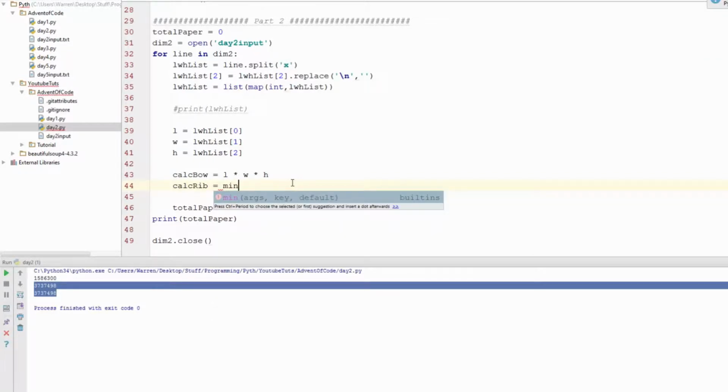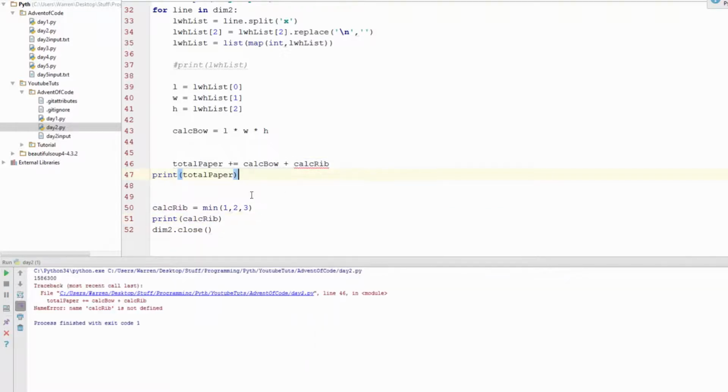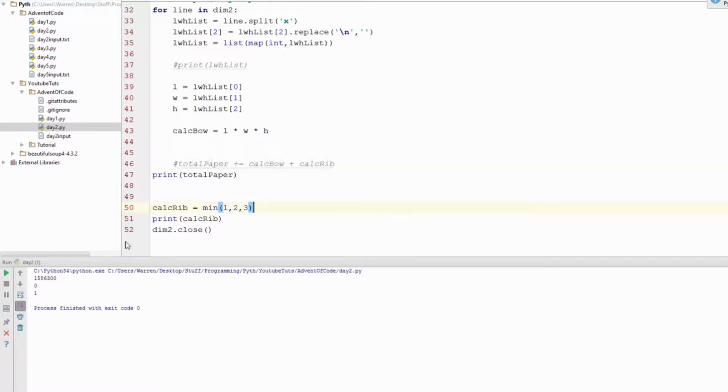So the min function, I think it returns like the smallest 2 as far as I saw. So if you pass it this, I guess we'll just do this out here really quickly. Let's run this. Alright, so this is looking for calc rib. Let's just destroy this for right now. See if this will run. So yes, it returned this min function, calc rib returned 1 here to be the smallest one out of all of these.